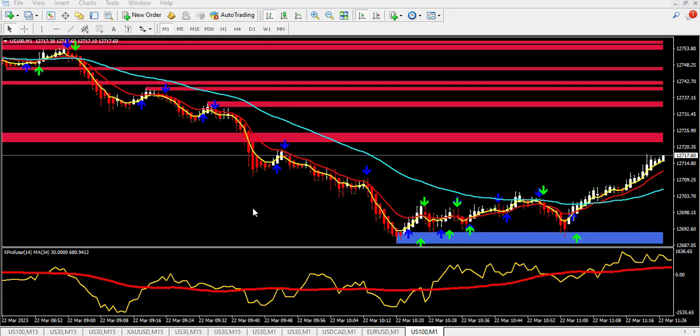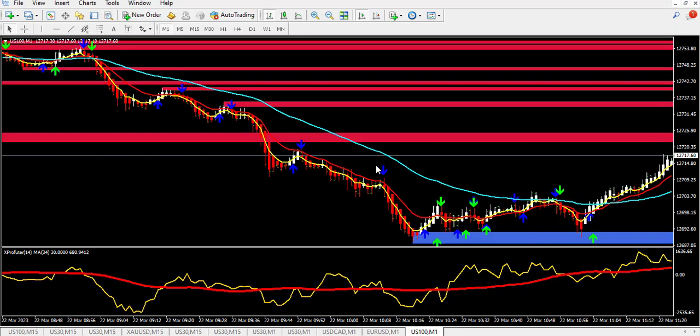Here on my chart, I have 3 indicators beside the support and resistance zone. With support and resistance zones, I have 4 indicators on my chart for this particular strategy. I have 2 arrows. The 2 arrows on my chart do not repaint. We have the blue arrow and the green arrow.